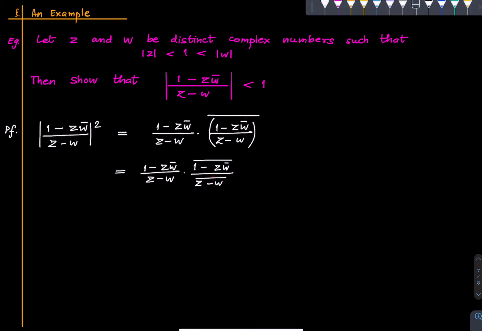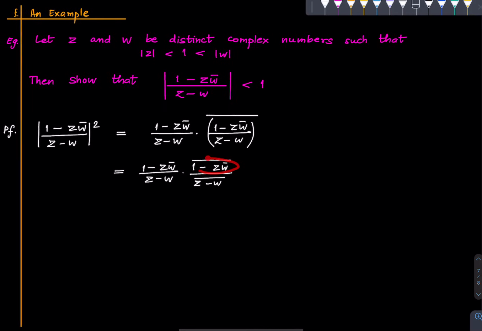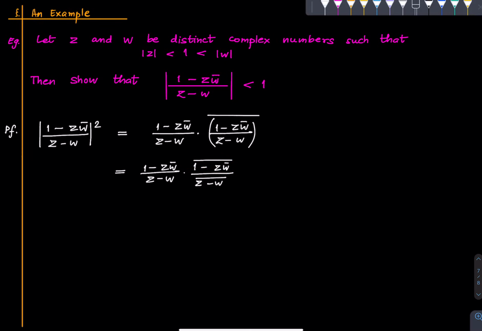And now let me just mess around with this expression here itself. This bar further distributes because bars behave well under addition and subtraction also. So this further distributes and gives us 1 bar and that bar. And the denominator gives us z bar w bar. But 1 bar is 1, a real number. And z bar w bar further distributes: z bar w double bar. W double bar is just w, and that's it. So that's what we have.